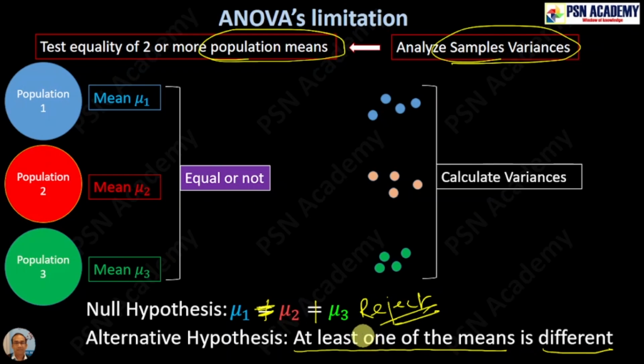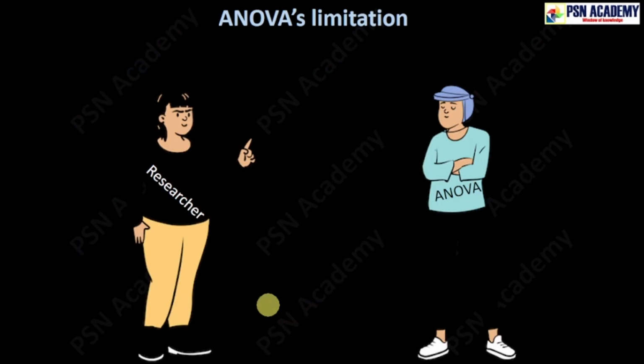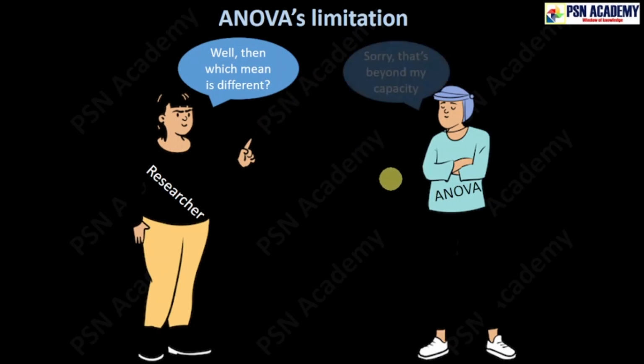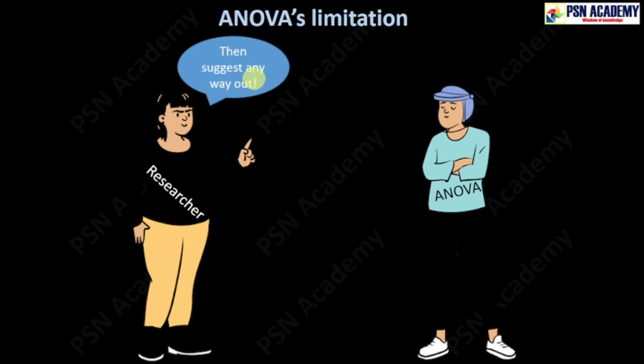Then the question arises: which mean is different from these three means? Now, this part is not answered by ANOVA. So, for this reason, we have to go for some other test after performing ANOVA, right? So, here is a researcher, and on the right hand side, you have ANOVA. The researcher asks, well, then which mean is different? ANOVA says, sorry, that's beyond my capacity. And that's true. The researcher asks again, then suggest any way out.